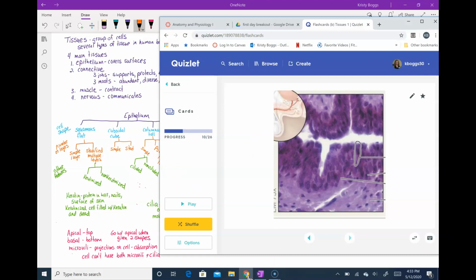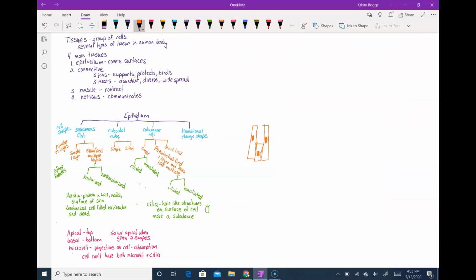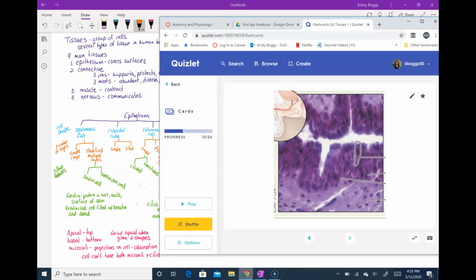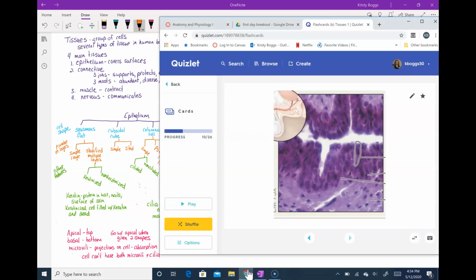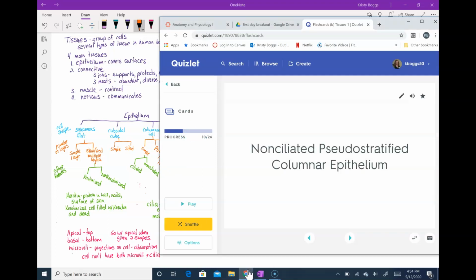It's columnar. Now remember here, if it's columnar and pseudostratified, we have to decide if it's ciliated or not. Well, if we look here, I don't see anything on the surface of the cell that looks like little hairs. So this is non-ciliated. So we start at the bottom of the chart and we work up to build our name. So we have non-ciliated pseudostratified columnar epithelium.